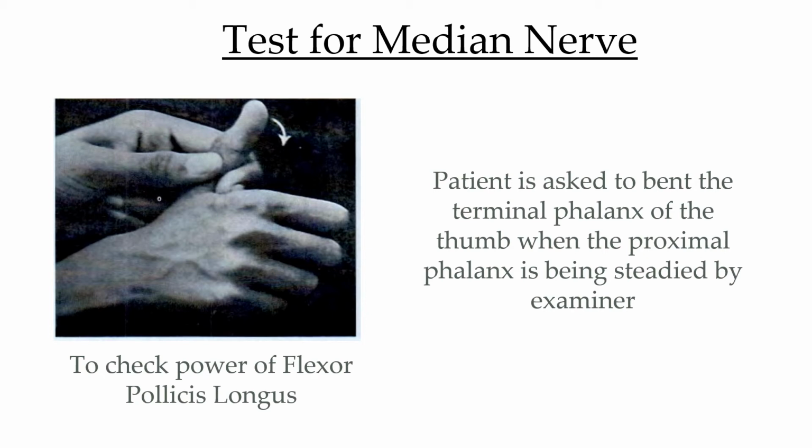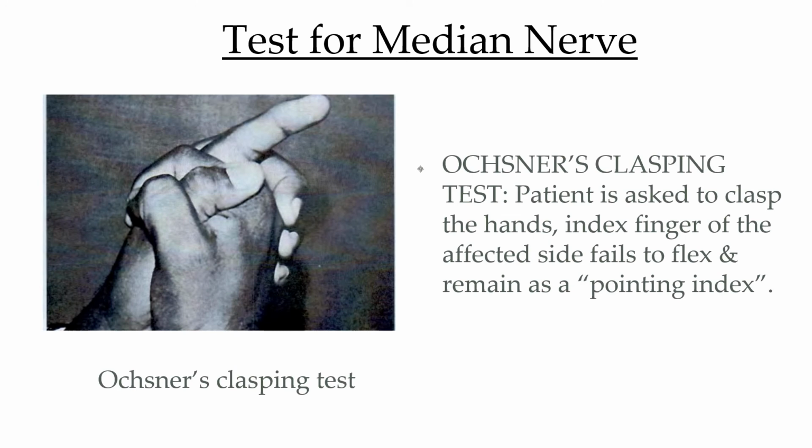The next test is called Ochsner's clasping test. In this, the patient is asked to clasp the hand. The index finger of the affected side fails to do so, that is, fails to flex at the interphalangeal joint, and this indicates that the median nerve is injured at the level of the middle of the forearm.